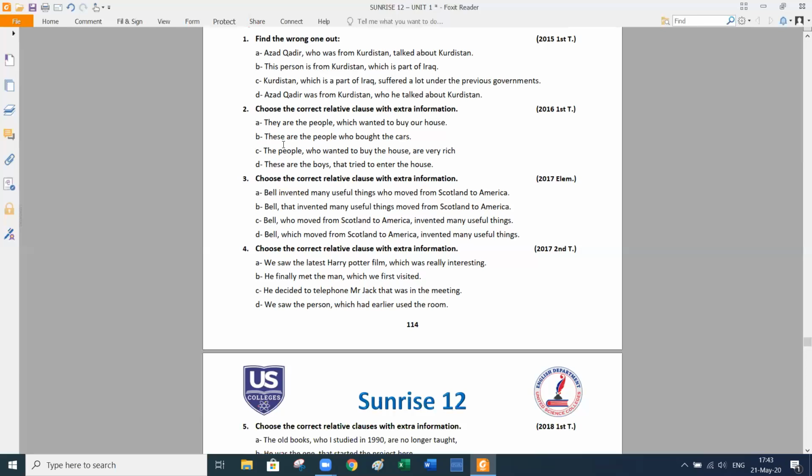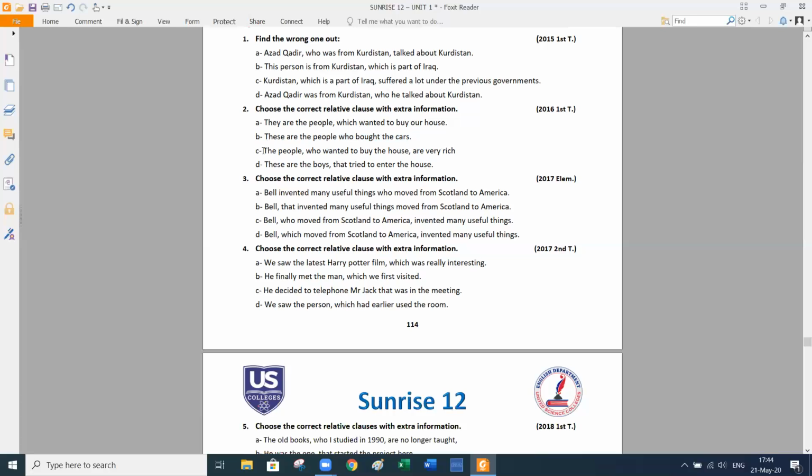And B, these are the people who bought the cars. This is a correct sentence, but it's not extra information. These are the people who bought the cars. Who for people is correct, and who bought the cars is defining what people we are talking about. So this is a defining relative clause. It's a full relative clause. But the question is asking for a relative clause with extra information. So that's not B. It's a grammatically correct sentence, but it's not what we are looking for.